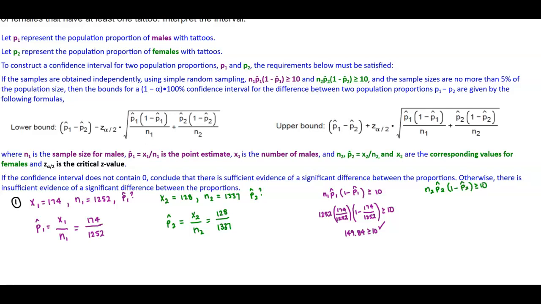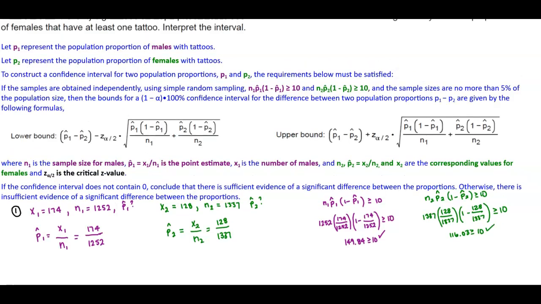So we know we have 1337 times 128 over 1337 times 1 minus 128 over 1337. I want to know if that's greater than or equal to 10. So when we multiply that all out, we get 116.03, and we know it's going to satisfy that condition because it is greater than or equal to 10.